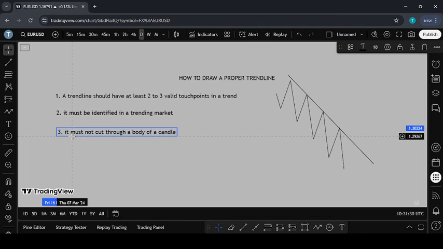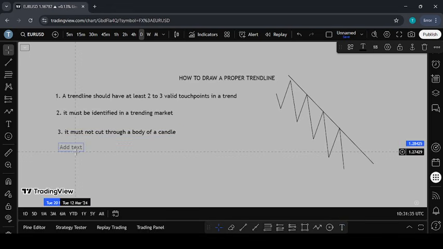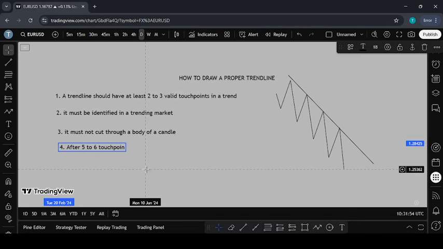I'm just setting out those rules so that you can follow them when you're mapping out a trend line. After 5 to 6 touch points on a trend line, the trend line becomes weak.